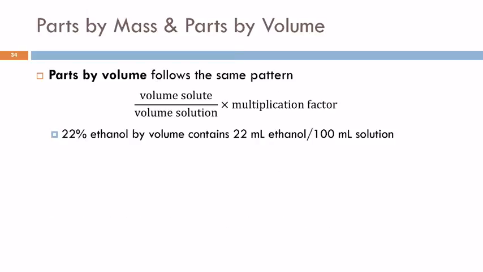Parts by volume is the same pattern with multiplying by a factor, but we're looking at volume of solute to volume of solution. So 22% ethanol by volume means 22 milliliters of ethanol per 100 milliliters of solution, or 22 liters per 100 liters.